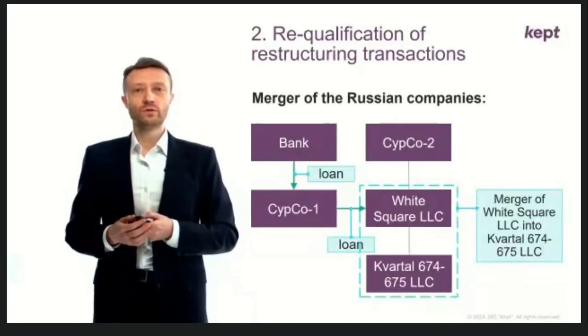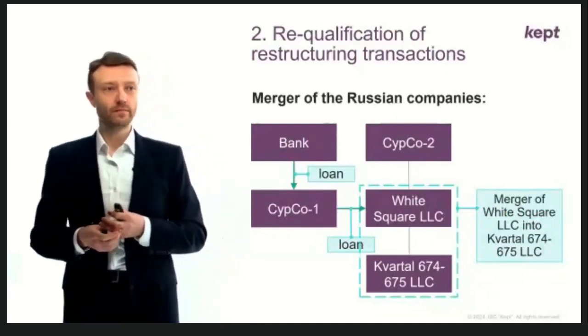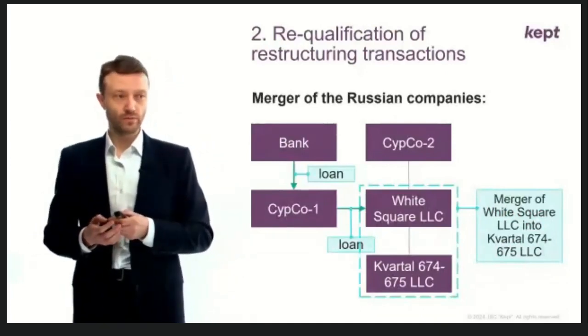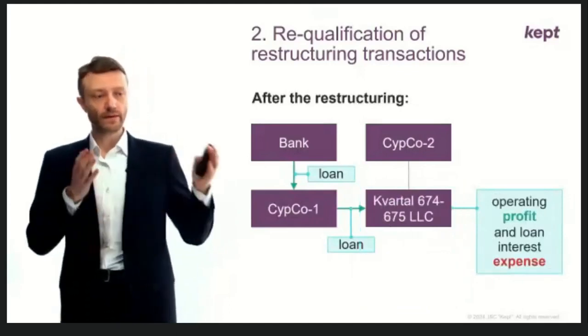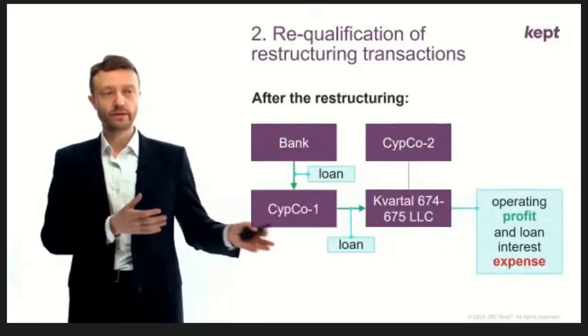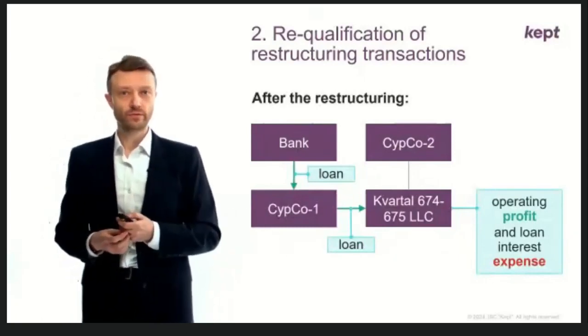And the solution which was implemented in this case was to merge the two Russian companies, which resulted in one single company, which became both the borrower and the operating entity, which generated profits.